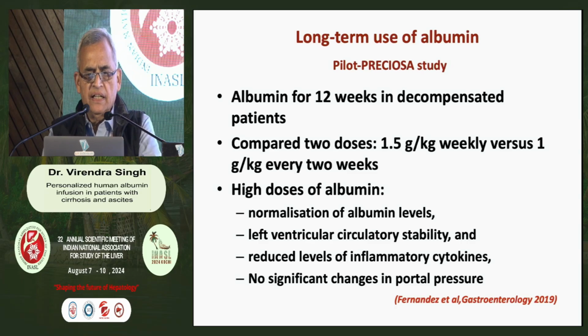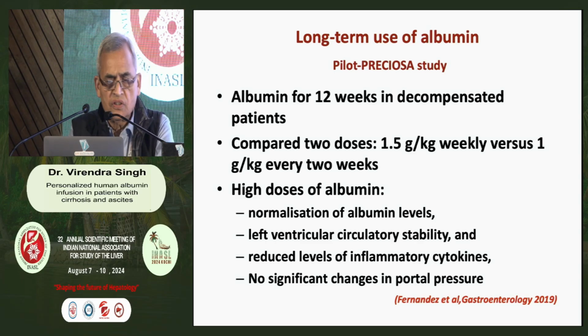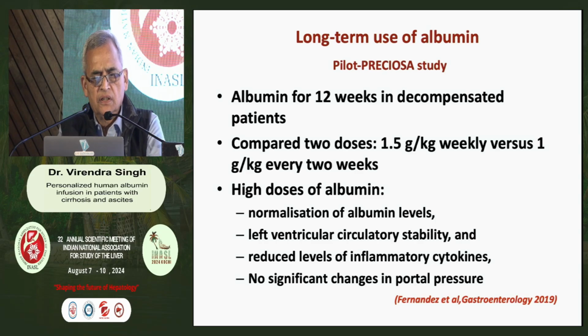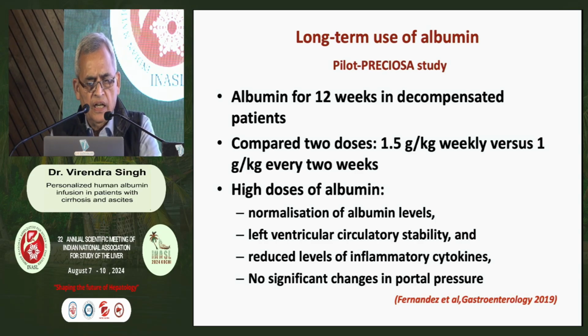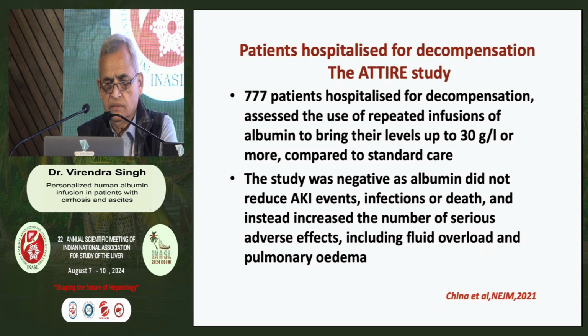Then in another study, the pilot PRECIOSA study, albumin was given for 12 weeks in decompensated patients. They compared 2 doses of albumin, 1.5 gram per kg weekly versus 1 gram per kg every 2 weeks. The high dose of albumin was helpful in normalization of albumin levels, left ventricular circulatory stability, and reduced levels of inflammatory cytokines. However, there was no significant change in the portal pressure.